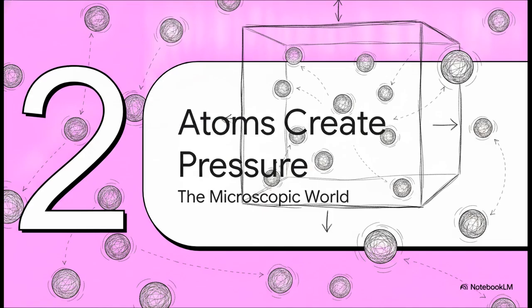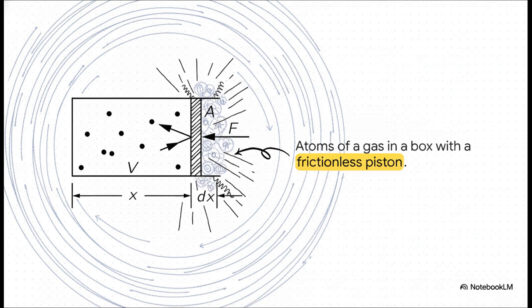Section 2. Bouncing atoms create pressure. Zooming into the microscopic world. Okay, let's visually ground this abstract idea. Imagine a box of gas with a frictionless piston on one side. As atoms zip around inside, they're constantly banging against that piston. Notice that force labeled F right here that we literally have to push back with just so the piston isn't blown right out of the box?